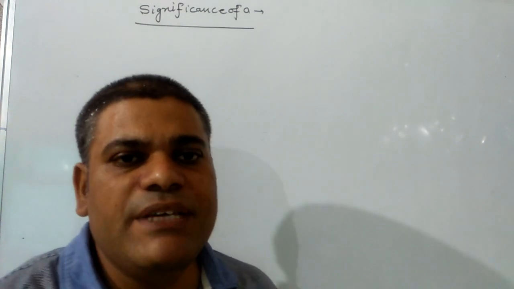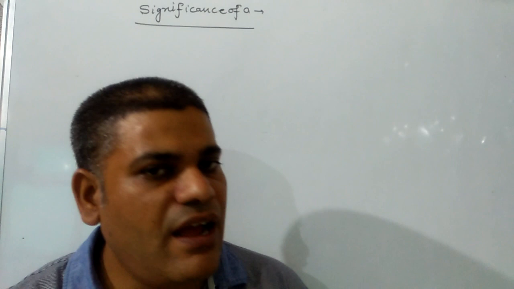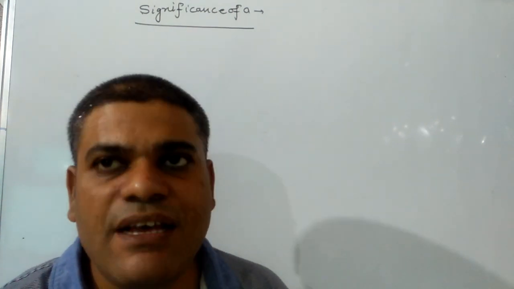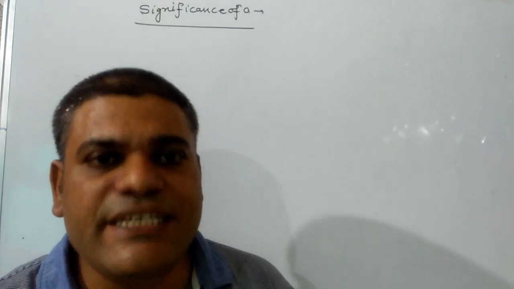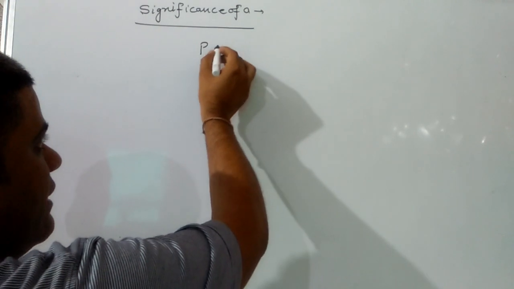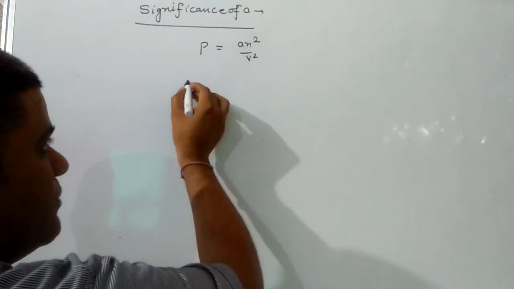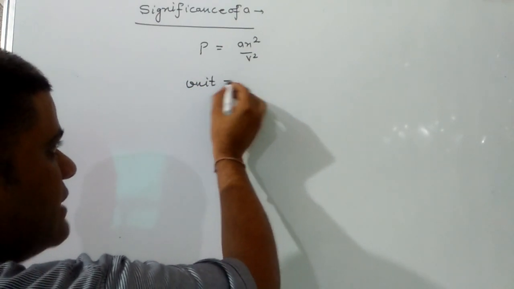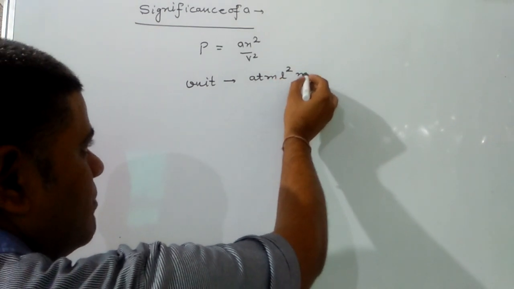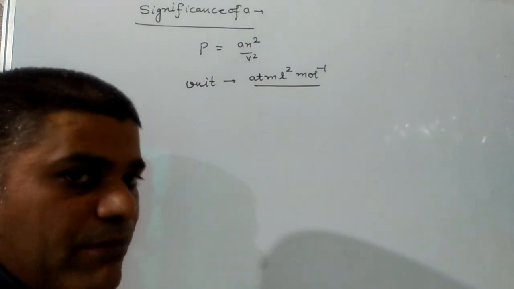Hence, the higher the value of a, the more easily the gas will be liquefied. Its unit can be found out by comparing P with an²/V². So its unit should be pressure in atmosphere times volume in liter squared per mole squared. The unit of a should be atm L² per mol².